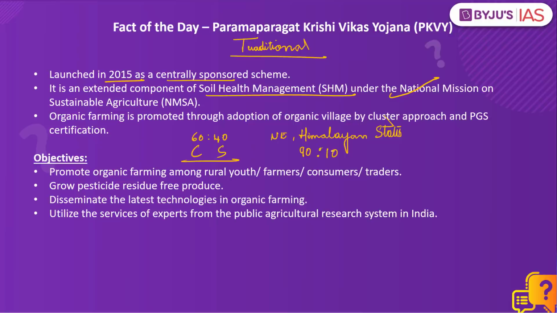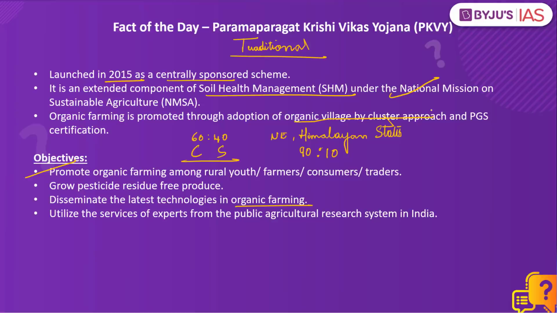So what are the objectives of this scheme? The objective of this scheme is to produce agricultural products that are free from chemicals as well as pesticide residues by adopting eco-friendly, low-cost technologies and traditional farming. It also aims at educating the farmers about latest technologies in the field of organic farming. Talking about the implementation, the scheme is promoted through the adoption of organic village by cluster approach.